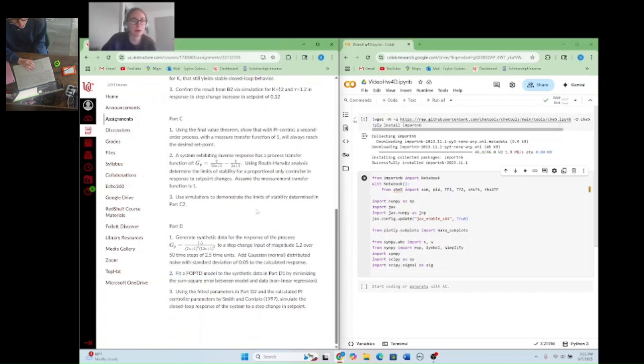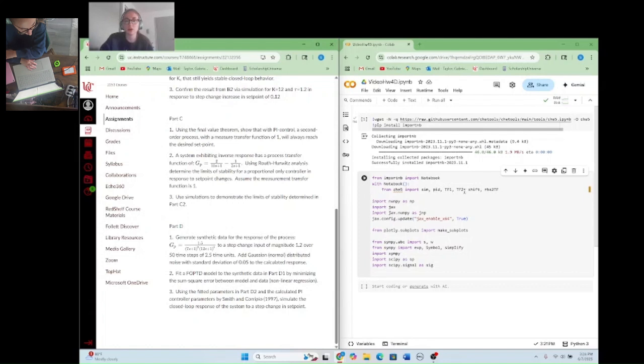I'm going to be doing homework 4, part D. So this is number 1. We're going to generate synthetic data for the response process of GP equal to 1.5 divided by (7s plus 1) to the third times (12s plus 1) squared, to a step change input of magnitude 1.2 over 50 time steps for 2.5 time units. We're going to add Gaussian normal distribution noise with a standard deviation of 0.5 to the calculated response.